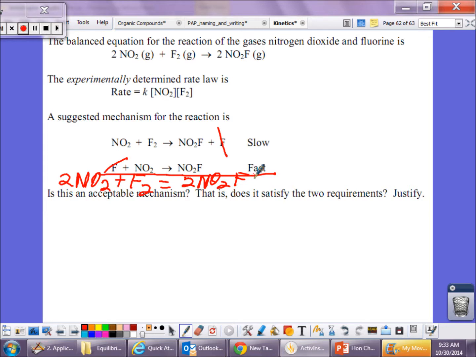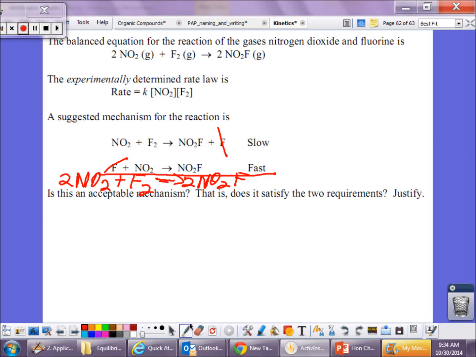So I need 2NO2 plus F2 yield 2NO2F. Okay, thank you. The next condition is I'm going to see if the rate law for the elementary step will give me the rate for the overall reaction.